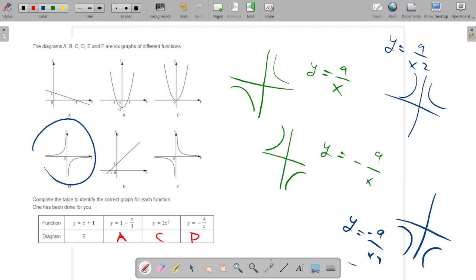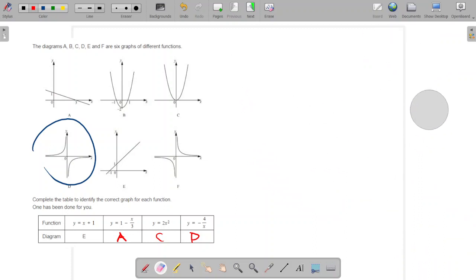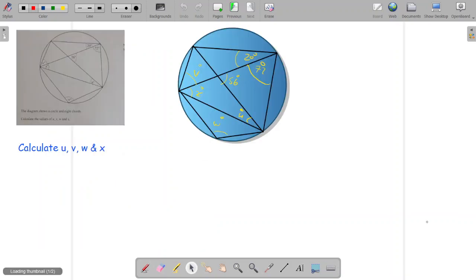Okay, I hope that this question was clear, and I explained how you can complete the table by using general information about the graph. Now we're going to talk about the other question requested by your friend. This question is talking about circle theorem.